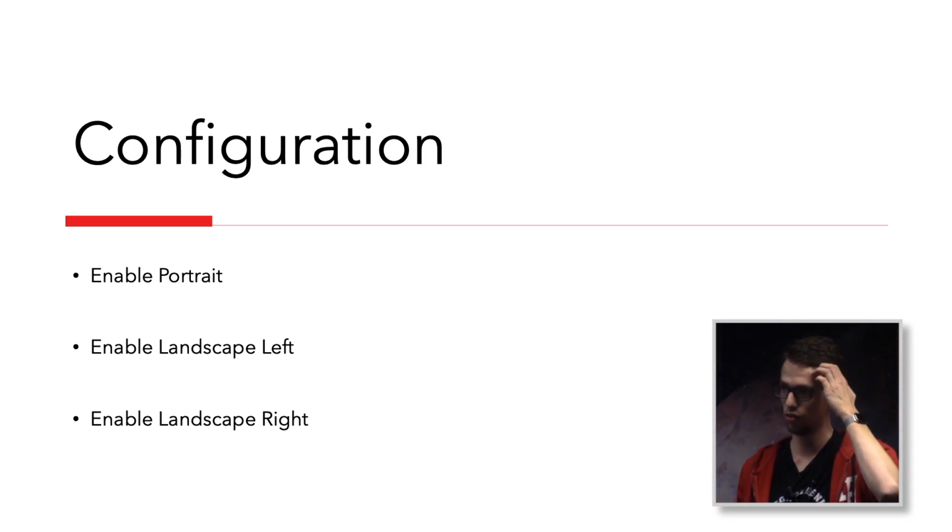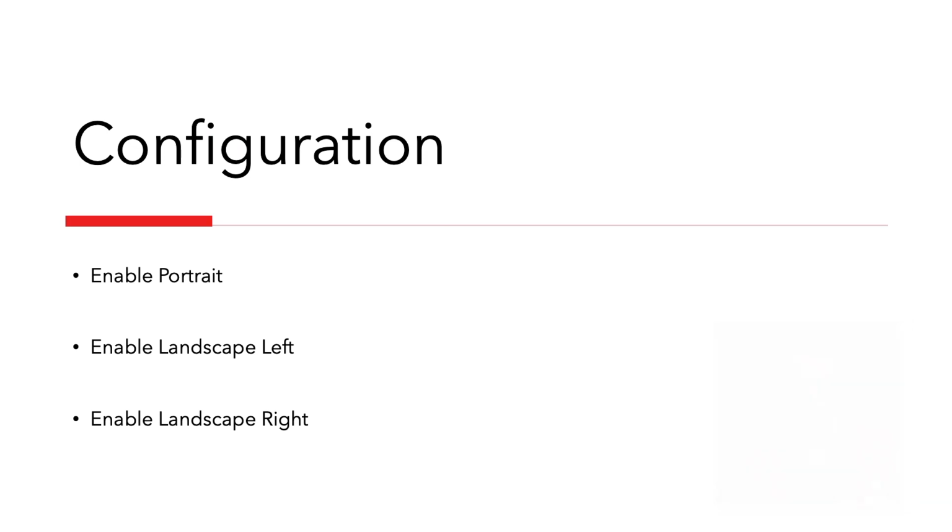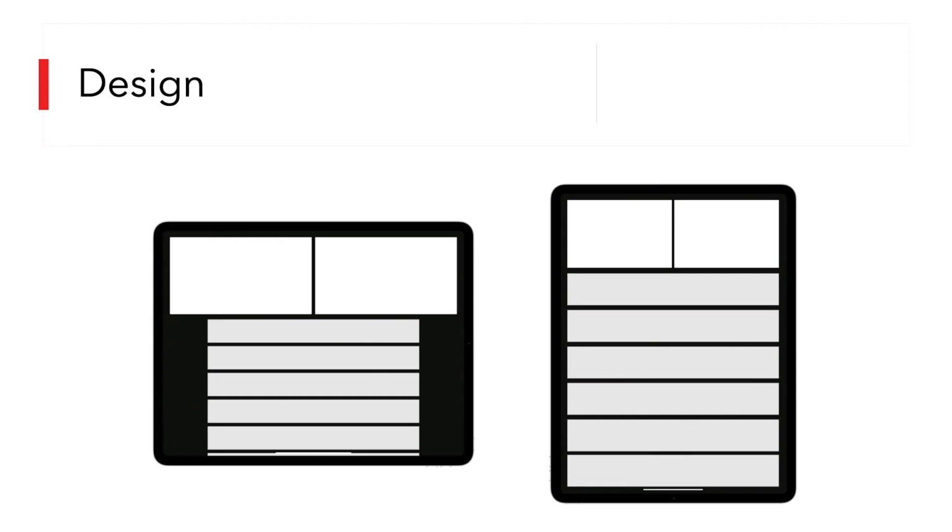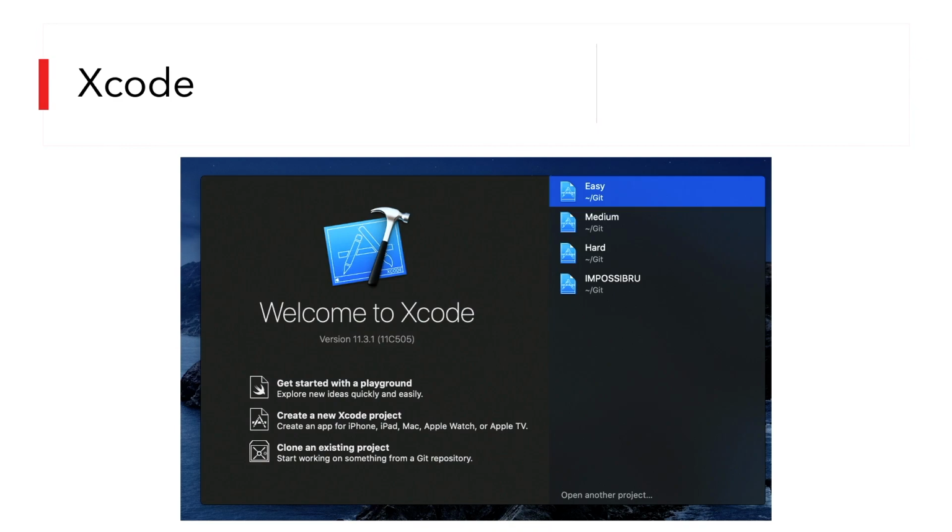Okay, now that we have the configuration, let's look at our design. So our designer comes to us, we get a nice view. He says, okay, on landscape, I want to have 2 items on the top next to each other, and below I want to have the items in there. But on landscape, I want to have a little bit more spacing. So, okay, we're like, let's take a challenge. It's going to be easy.